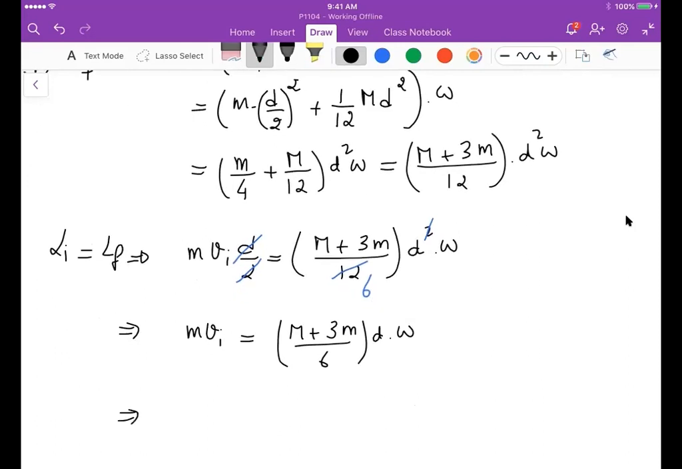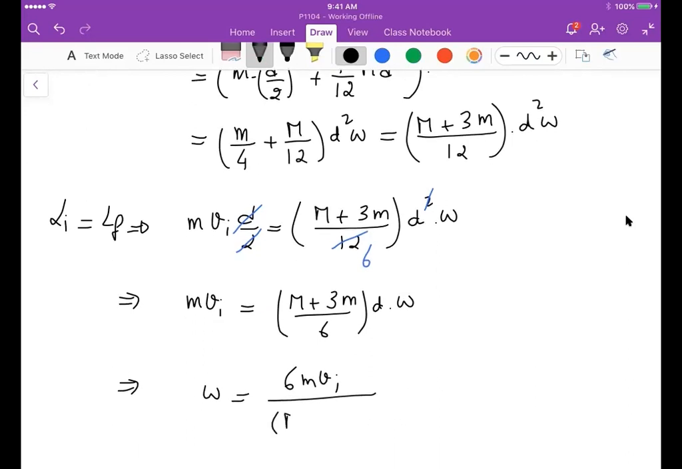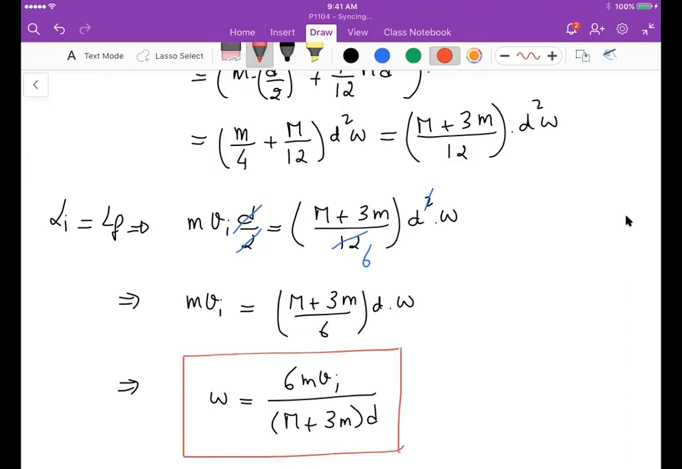And so finally omega is equal to 6m times vi divided by m plus 3m multiplied by d. And so finally, this is the answer. The angular velocity of the system right after the collision is given by 6m times vi divided by the mass of the rod plus 3 times the mass of the projectile, multiplied by the length of the rod d. So this was the first question.